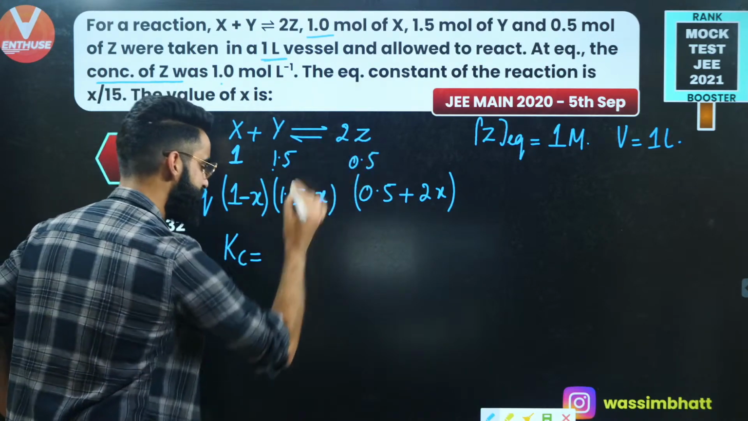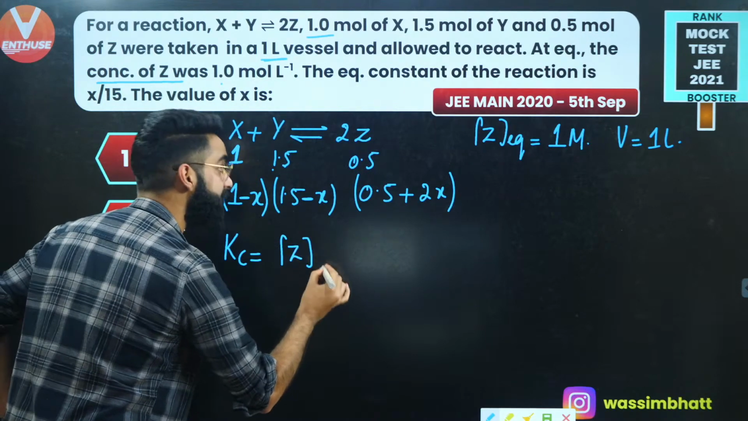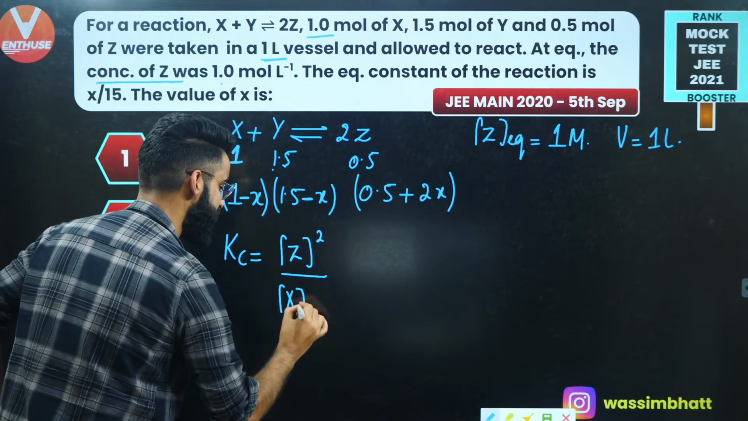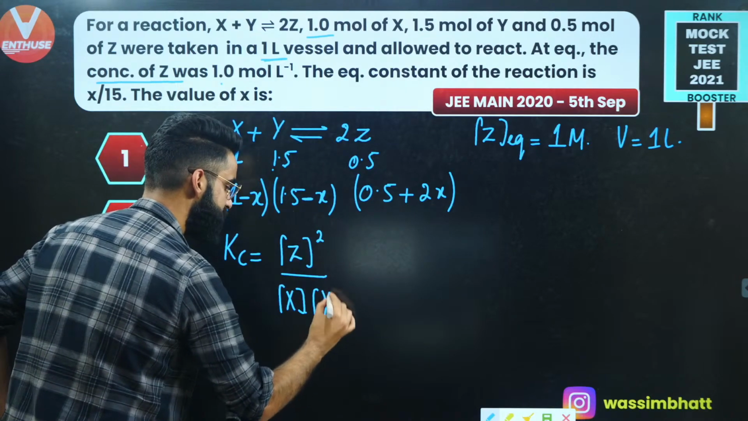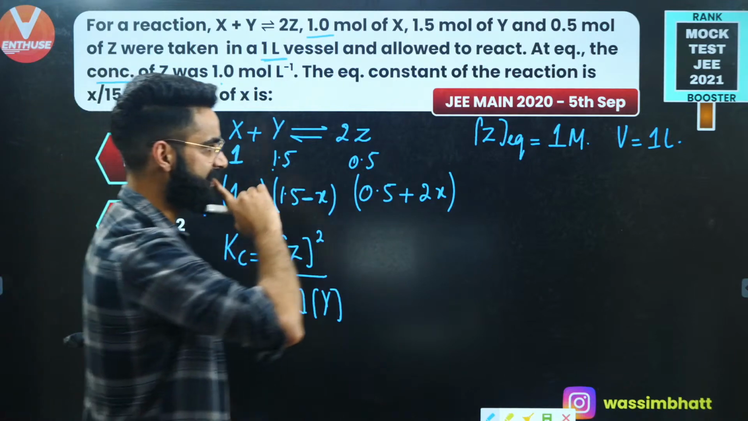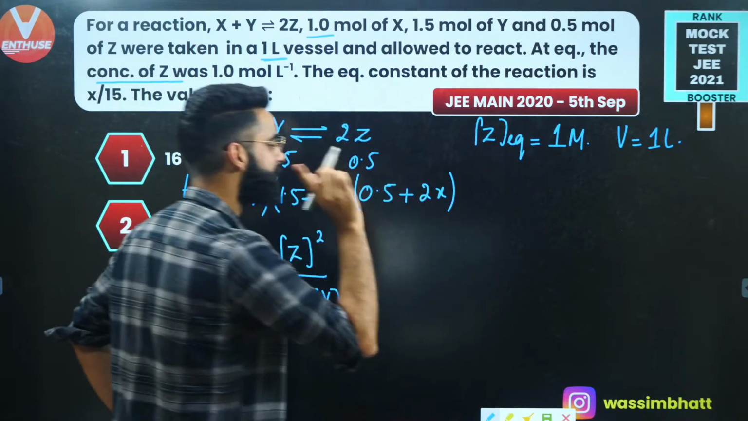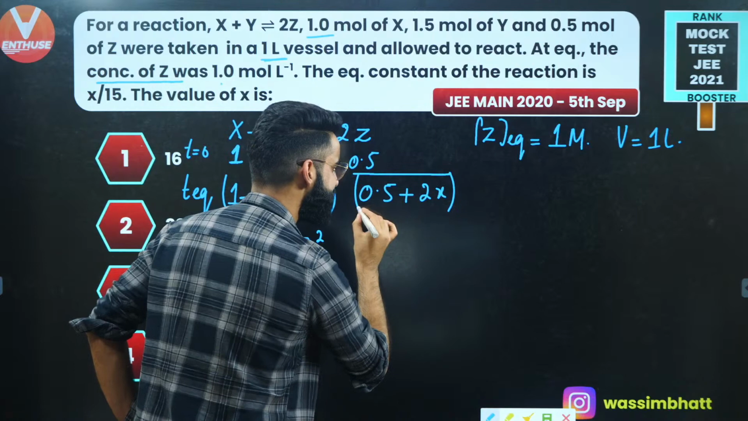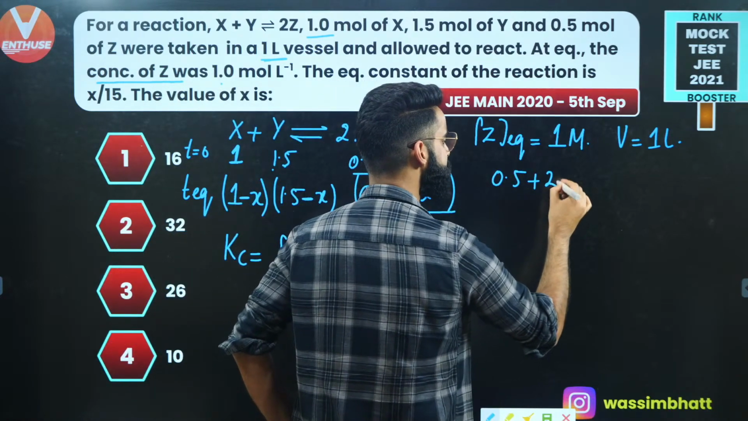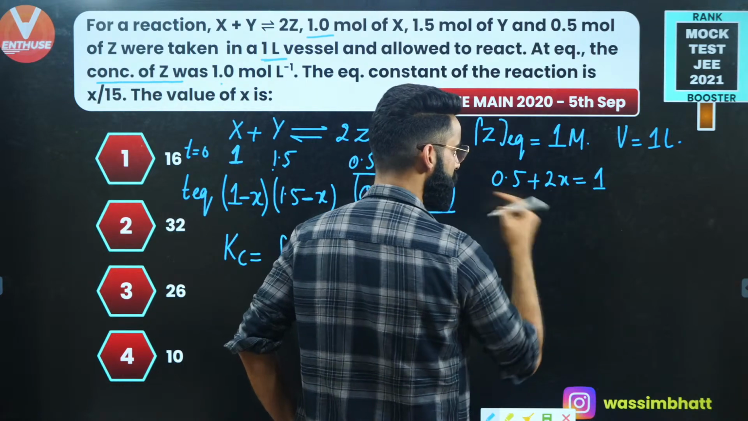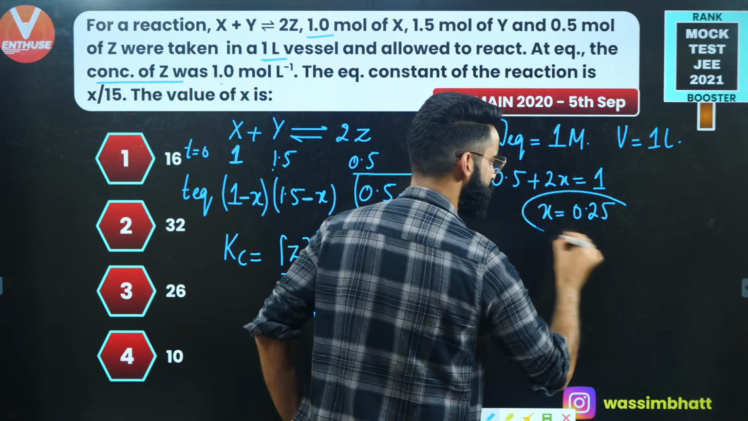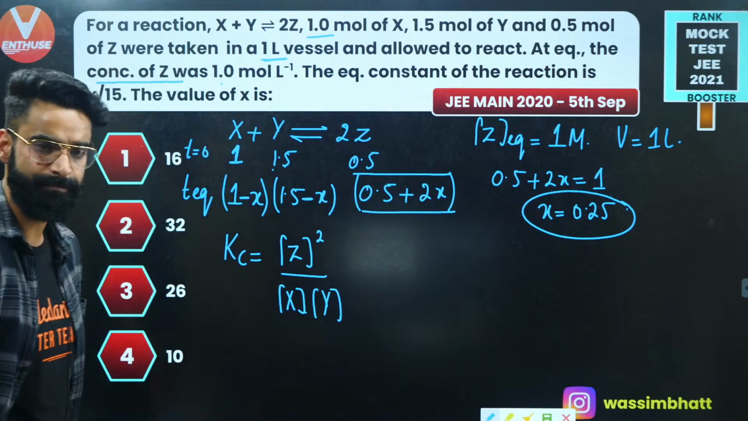The expression for Kc is going to be the concentration of Z at equilibrium raised to the power 2, divided by the concentration of X at equilibrium raised to the power 1 multiplied by the concentration of Y at equilibrium raised to the power 1. See guys, the concentration of Z at equilibrium is 1 molar. But what is the concentration of Z at equilibrium? It's 0.5 plus 2x. So 0.5 plus 2x is equal to 1. So you'll be getting the value of x as 0.25.